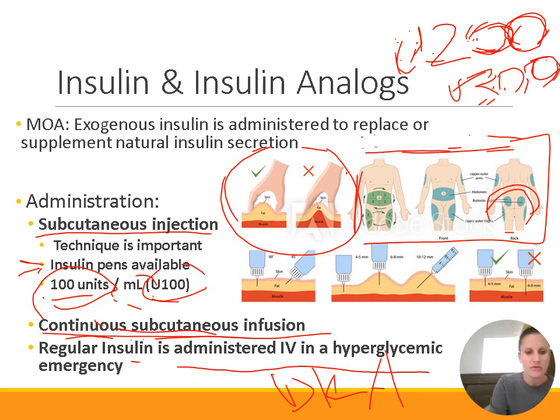So continuous infusion via an insulin pump is the best way to get as close as we can to what the body naturally does. It also means that the person has to have that catheter placed and have the insulin pump, which can be a little bit precarious.